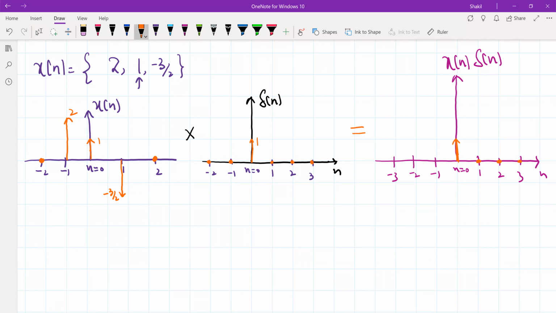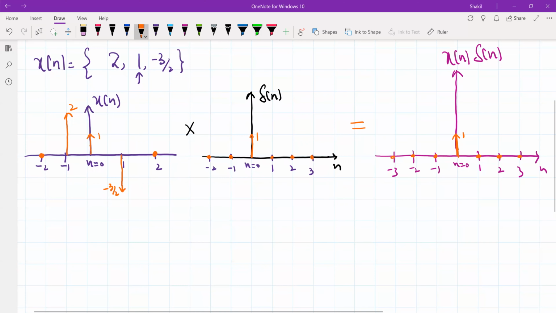This sample point will be 0, for this multiplication. Similarly, the value of this sequence at n equal to -1 is 0, and the value of this sequence at n equal to -1 is 2. So it will be again 0, and the rest of the samples will be again 0, that you can check. So this is our x of n delta n.